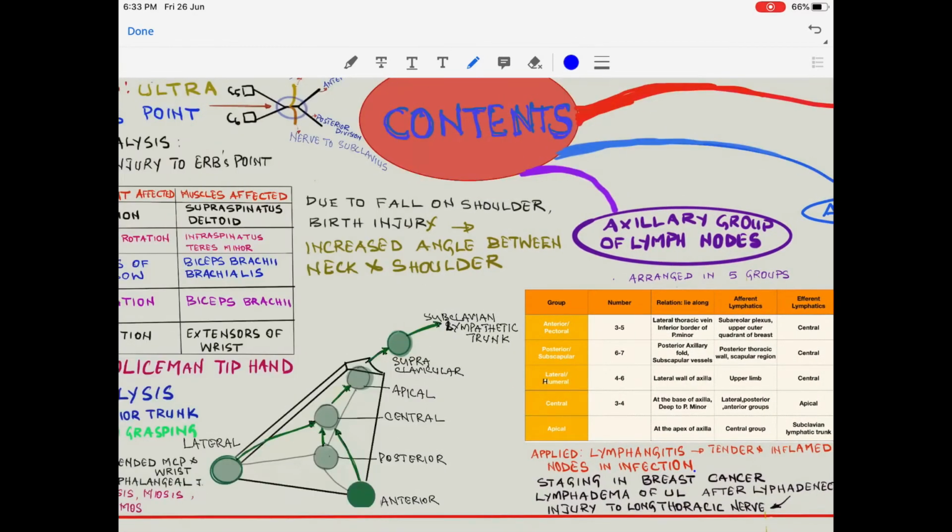And this is the diagram showing the different groups of lymph nodes. This is the lateral group, the anterior group, posterior group. All these 3 groups drain into the central group of lymph nodes. From the central group it drains into the apical group. From the apical, some are passing through the supraclavicular nodes and some are directly forming the subclavian lymphatic trunk.